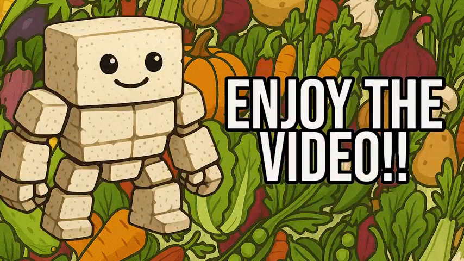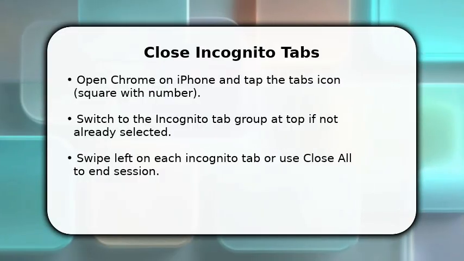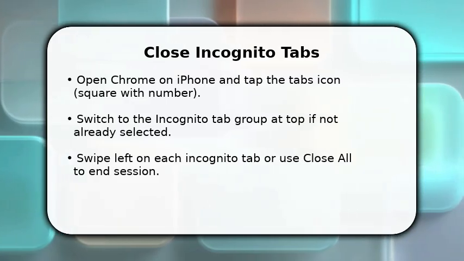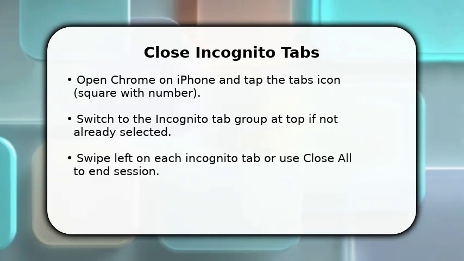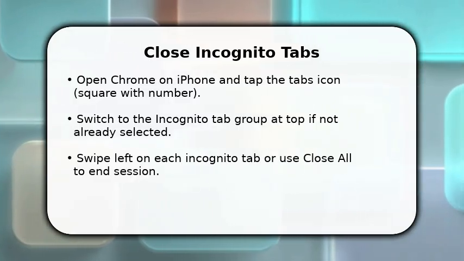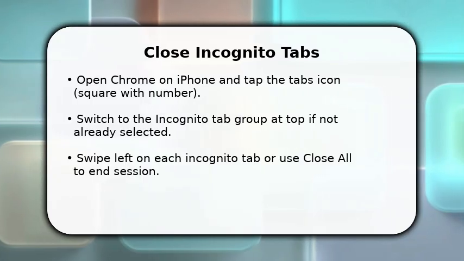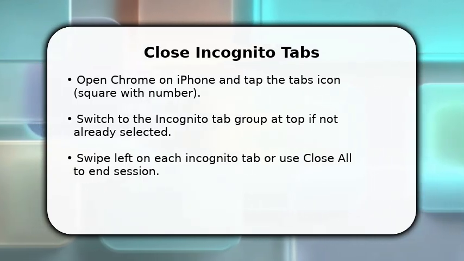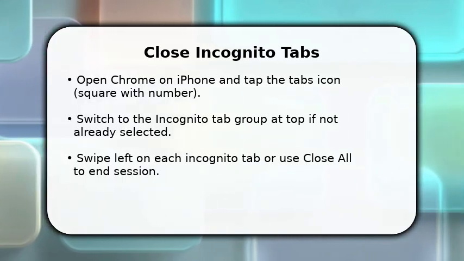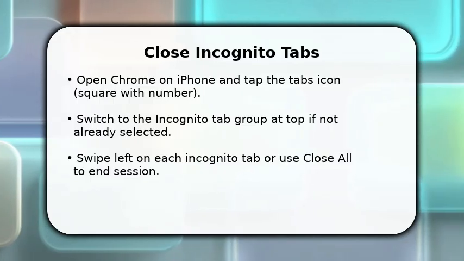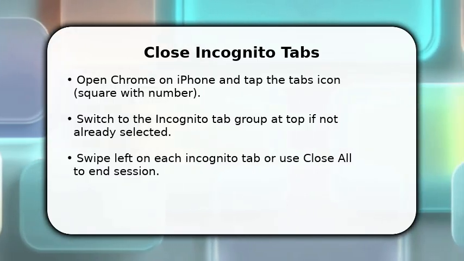Please enjoy the video. You're starting by ending the private session, so Chrome stops using Incognito. Open Chrome, tap the tabs icon, then choose the Incognito group at the top. Once there, swipe each Incognito tab left and tap Close, or use Close All to remove every private tab in one go. Doing this clears temporary session data and prevents sites from staying private on your device.